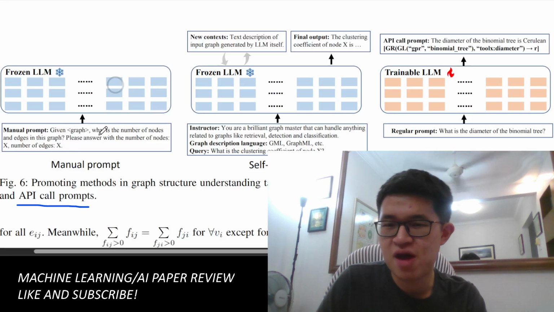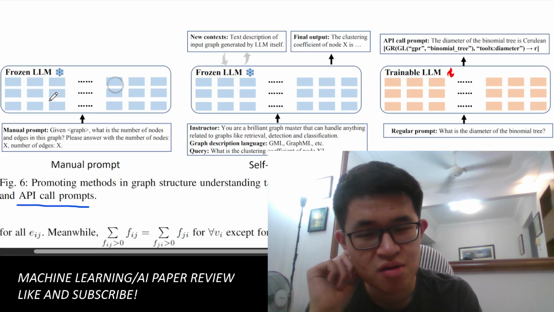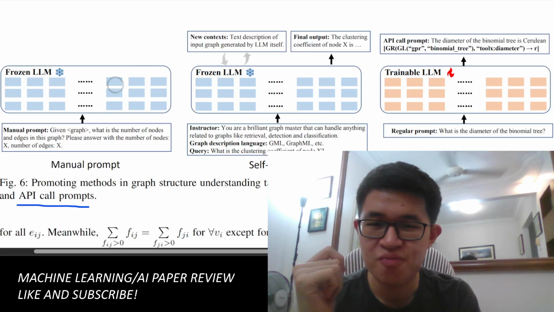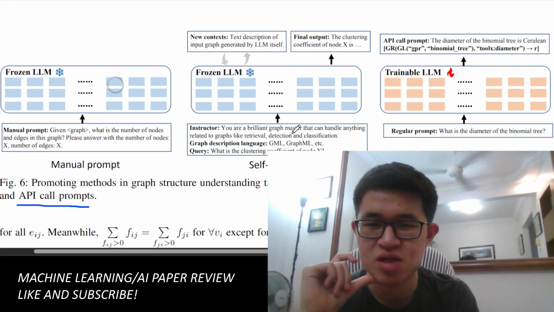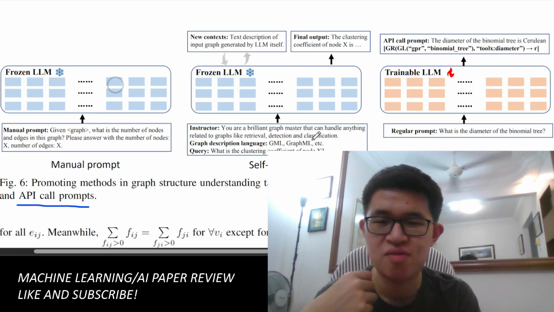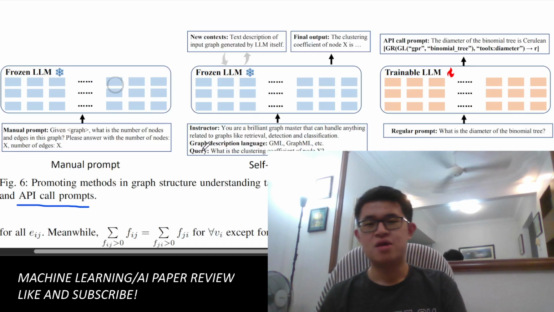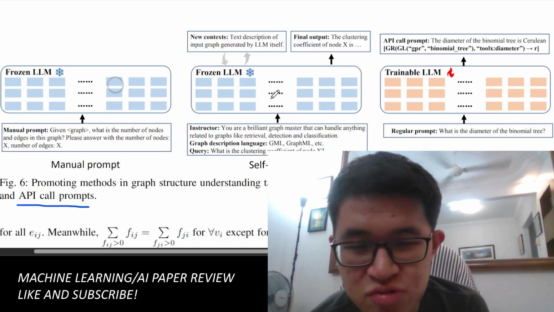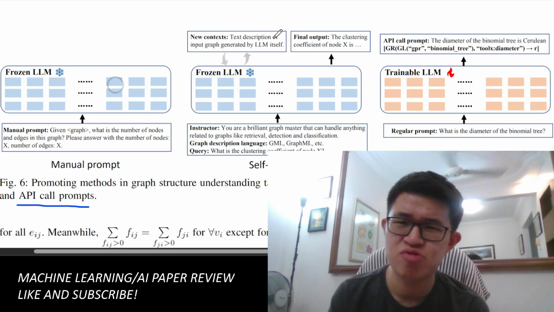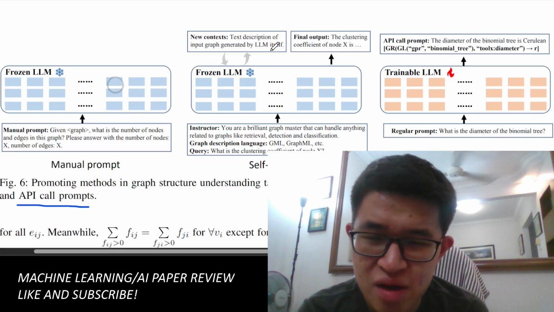So given a graph, what's the property of the graph? Then you feed it into a represent LM. Or for self-prompting, you say, okay, you are someone who's really good at these things, and then the graph description language, like GML, graph ML, etc. And then ask it a question, and it will generate new context, a text description of the input graph generated by the LLM itself.